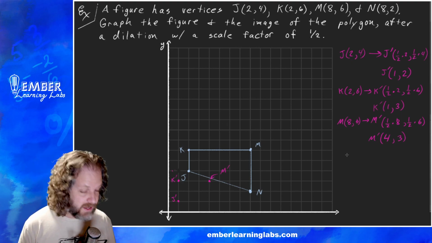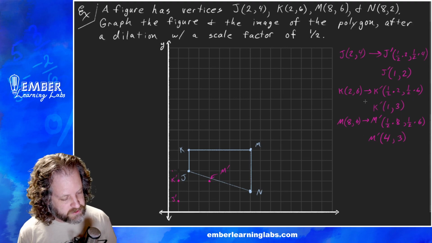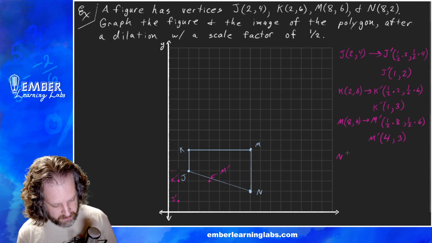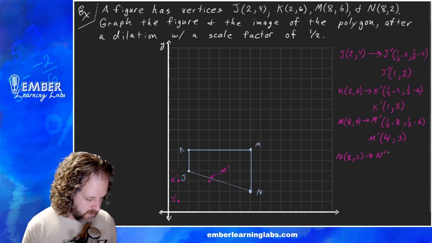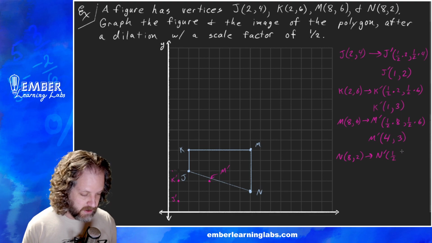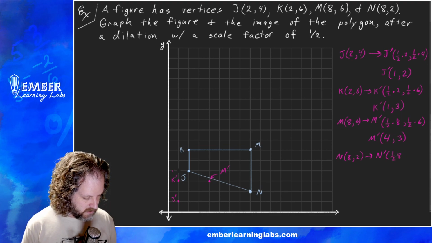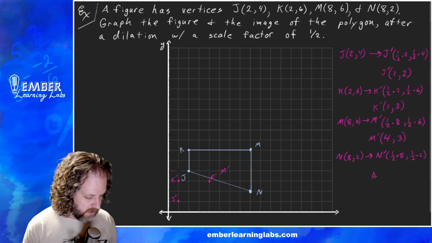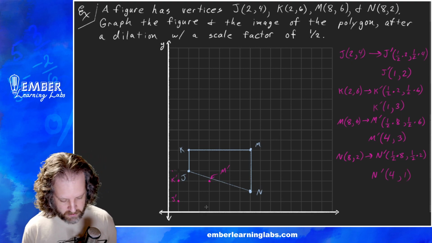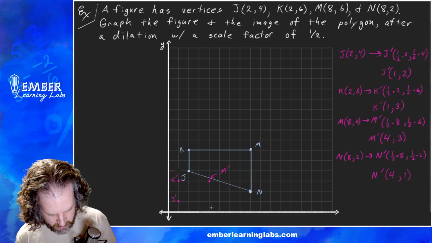There we go. And then finally, we're going to do N prime. So N is (8, 2). So we're going to translate that to N prime, which is 1/2 of 8. Oops. I need to do a multiply sign, right? Of 8 and 1/2 of 2, right? So N prime is (4, 1). So 4 and 1.